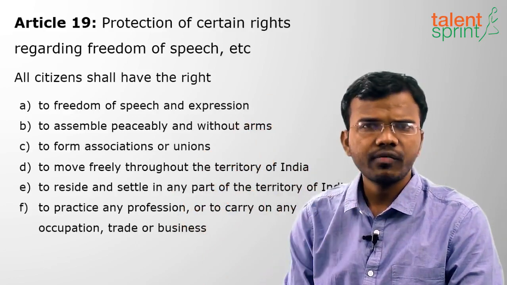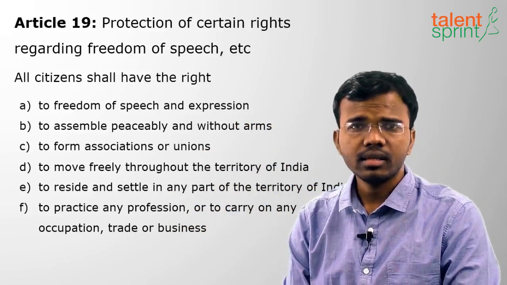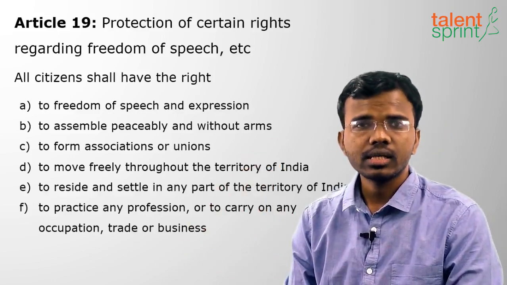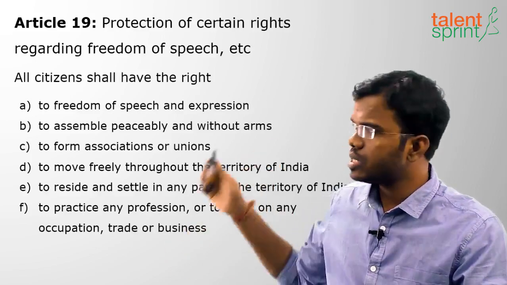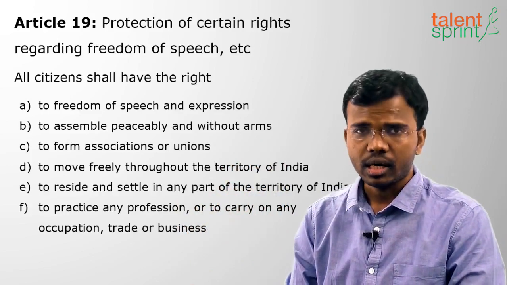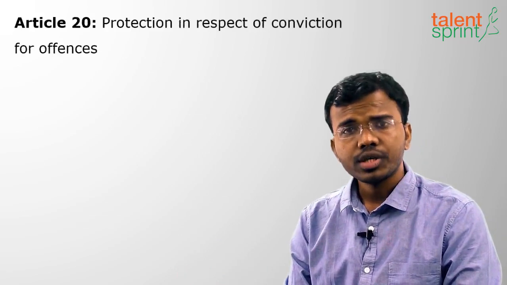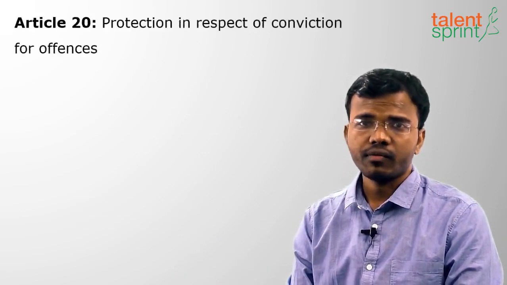Okay, there is no separate freedom of press in the Indian Constitution. It comes under freedom of speech and expression, that is Article 19(1)(a). So these are 6 rights under Article 19. Moving on to the next one, that is Article 20, protection in respect of conviction for offence.